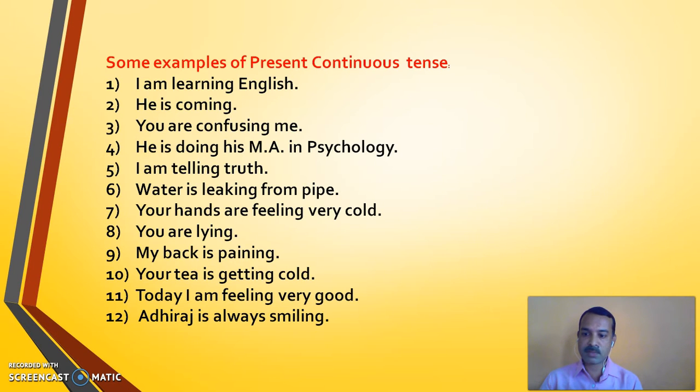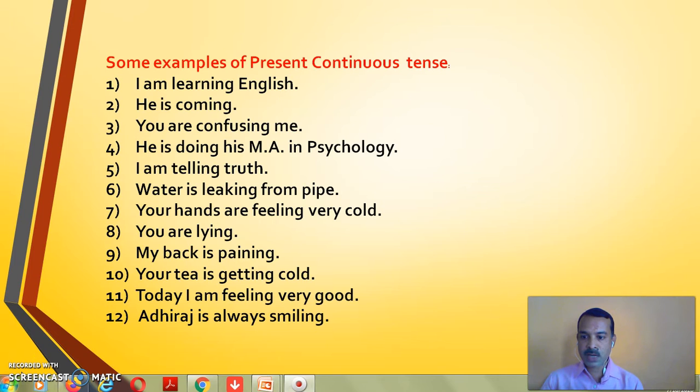In the first example, I am learning English. मी इंग्लिश शिकत आहे. He is coming. तो येत आहे. You are confusing me. तू मला कन्फ्यूज करत आहेस. He is doing his MA in psychology. तो त्याचा MA करत आहे सायकोलॉजी मध्ये. I am telling the truth. मी सत्य सांगत आहे. Water is leaking from the pipe. पाणी गळत आहे पाईप मधून.